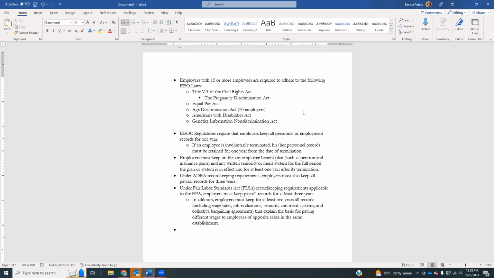But in addition to having laws that prohibit discrimination, they also have record keeping requirements as well. So that way, if someone does file a claim and they walk into the EEOC office, the EEOC can then investigate. And so that's a requirement.